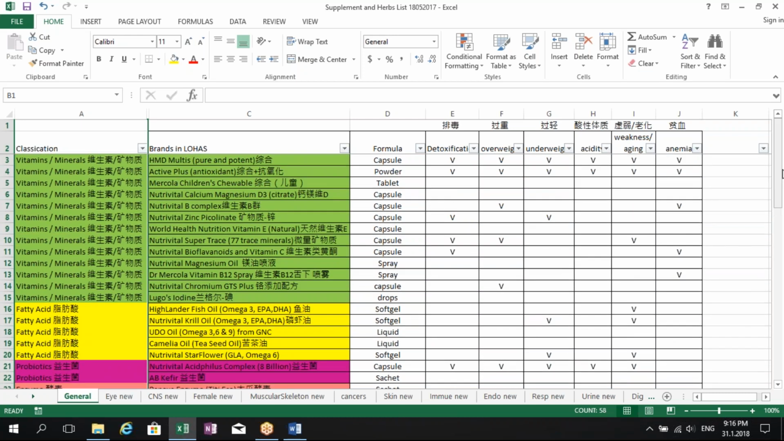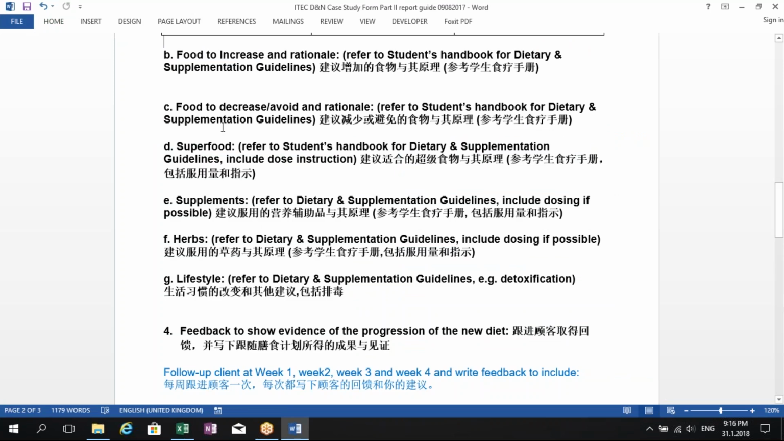Okay, so choose about 3 to 5 at most. When you select the type of supplement, the superfood or herbs, please also write why this one will help. One sentence will do. No need to write a whole essay. No need to say the research found that. Just write, because it is known to be able to help this condition. Okay.